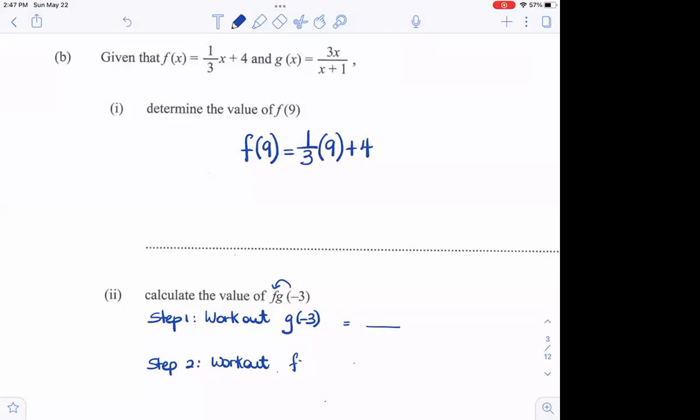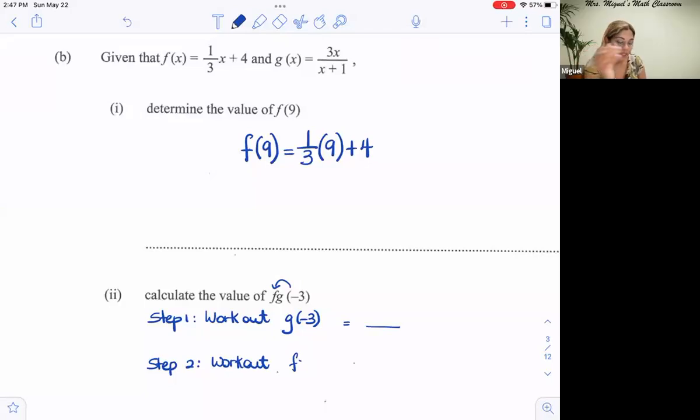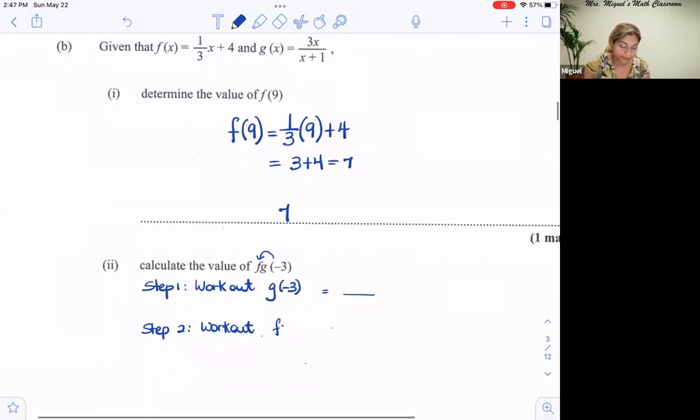So we want to find f of 9. So remember, the function is 1/3 x plus 4. So 1/3 stays as is. 4 stays as is. That doesn't change. That is already a number. And in place of x, we replace it with 9. Now, 1/3 of 9 is 3. So 3 plus 4 is equal to 7. The answer is 7. Did you all get it? Yes, Miss.